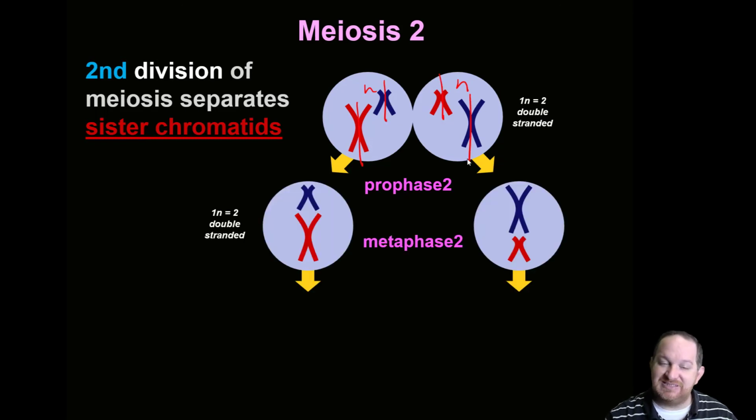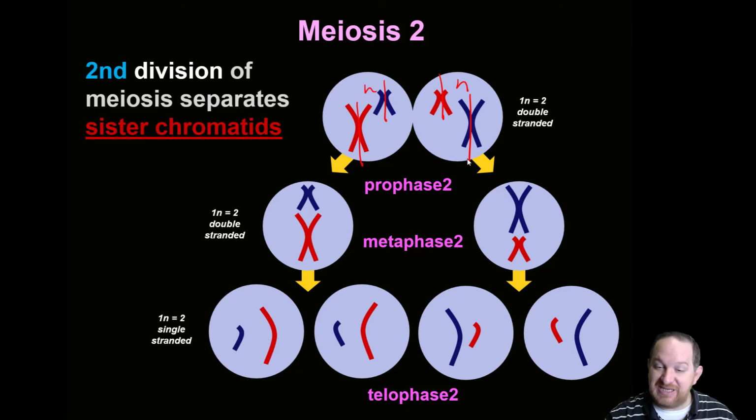So in metaphase, they line up in the center like normal. In telophase, they break apart. Now you'll notice I've got 1 of each. So let's say that's our number 1 chromosome, that's our number 2 chromosome. We've got 1 of each, same thing. There's one of the number 1 chromosomes, and the number 2 chromosomes. You can sort of see these are single-stranded, but 1N, or haploid.